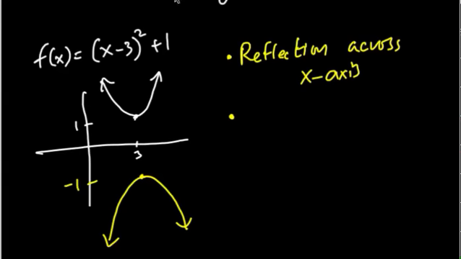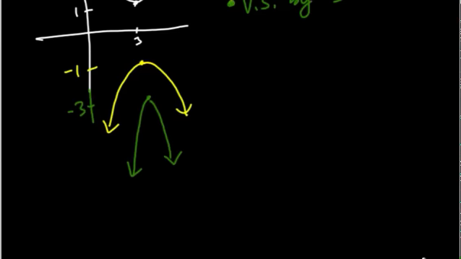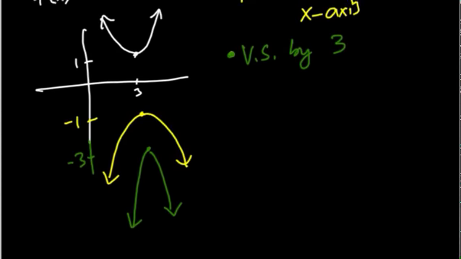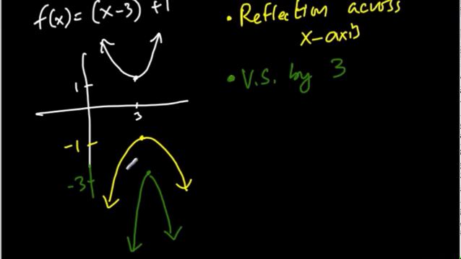The next thing was, let me just use a different color. Let's use green. So there's a vertical stretch by 3. Okay, so if there's a vertical stretch by 3, that means all the y values get multiplied by 3. So notice this -1 becomes -3. Okay, and everything else just sort of gets stretched. So let me just extend the page a little bit. So everything else gets stretched, so it kind of looks like that. Okay, that's the vertical stretch by 3.